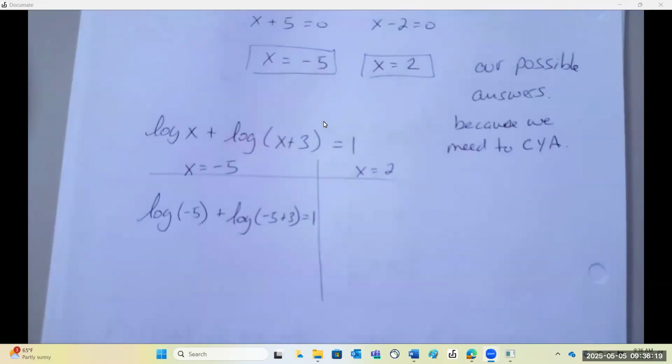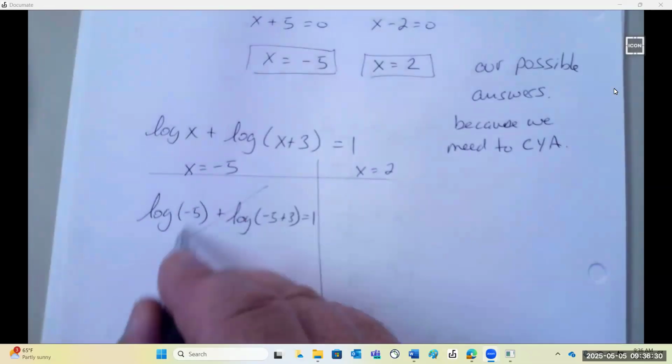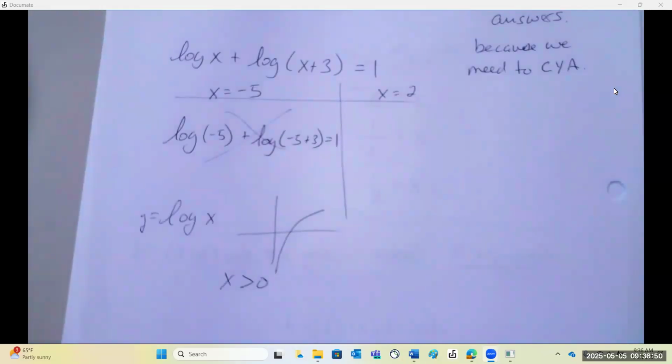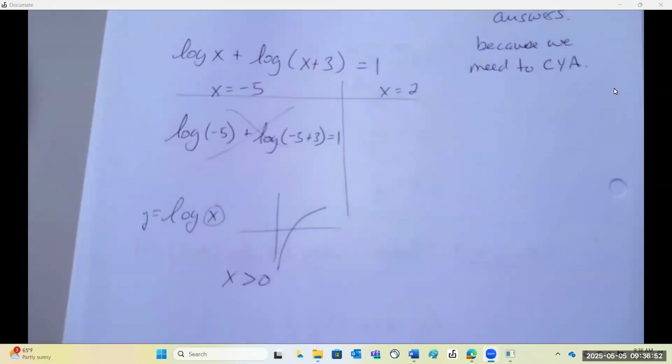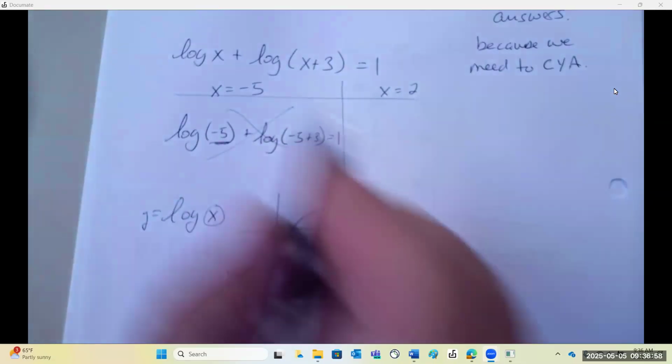What can we say about this one? Because remember, log x equals y. The graph of log x looks like this. x must be strictly greater than 0. You cannot have a 0 or a negative there. So because that's a -5, that one doesn't work. So -5 doesn't work.